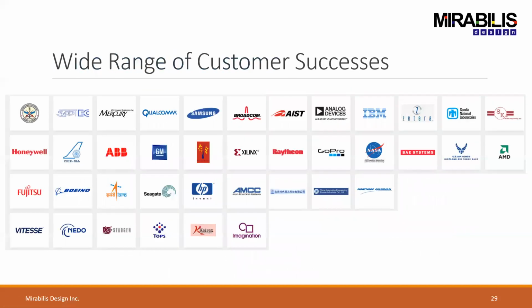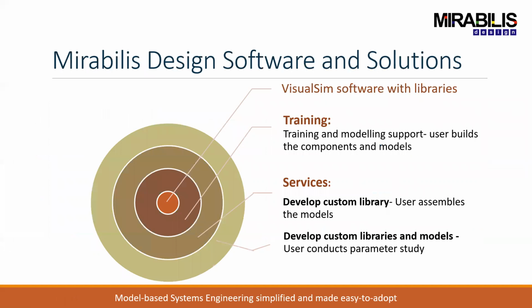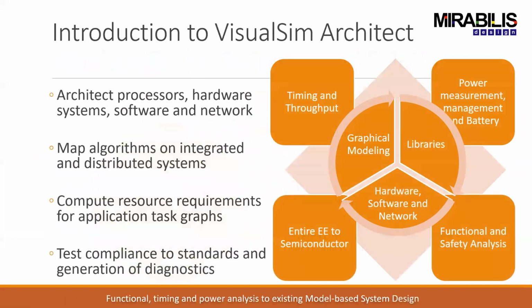Just a sampling of some of the companies that use VisualSim in the design of their products. Now, Mirabilis Design provides the products in three formats. You can either just buy the software with the libraries and build everything yourself. We can provide you the training, or we can actually build models or subcomponents either way the user wants and provide it to you, and you can be responsible just for integration and analysis. So there are both mechanisms available right over here.